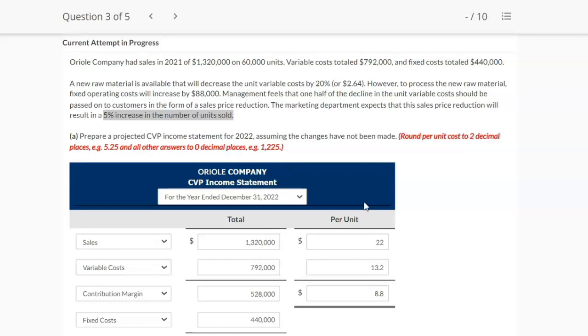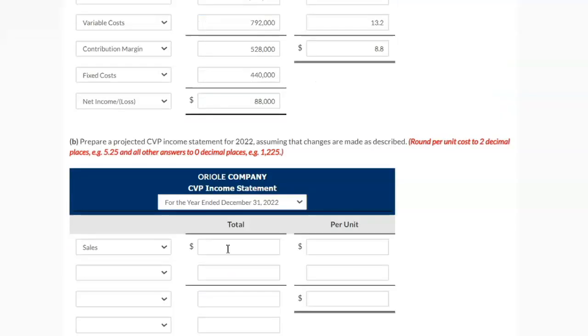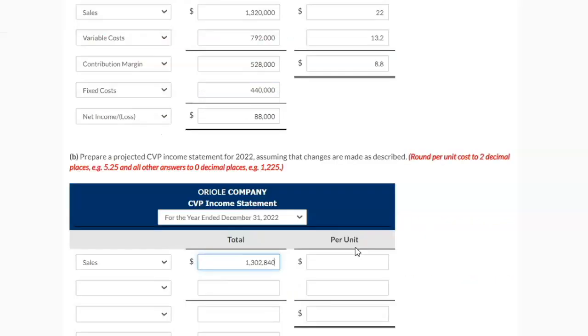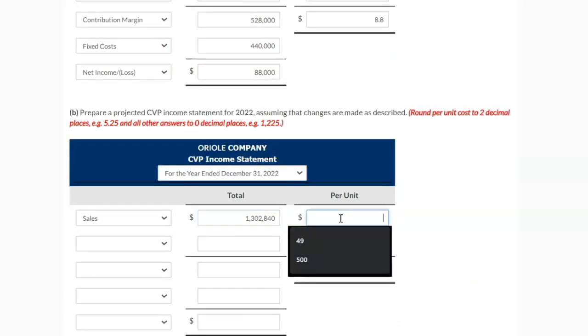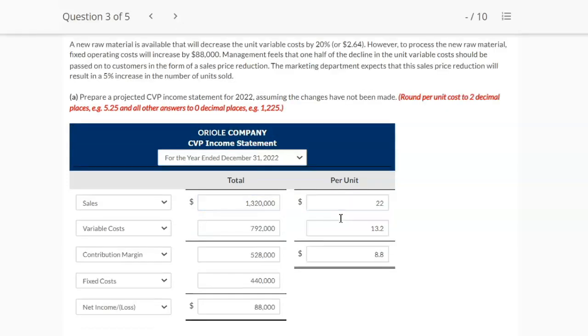Then we have to multiply that by 63,000, giving us sales of 1,302,840. Put that in there. Can you repeat that part, please? Sure. Wait a second, let me check. 20.68, so I'll repeat that.